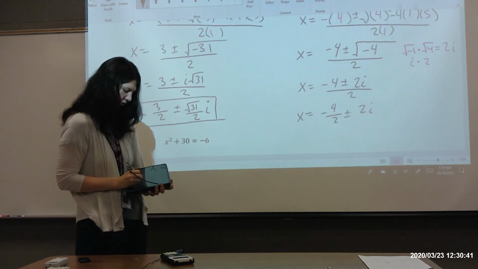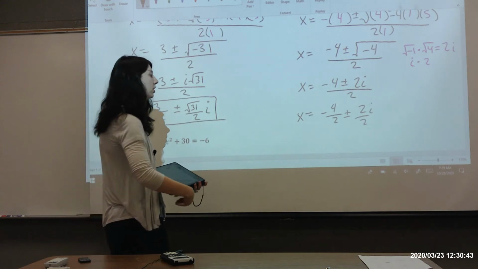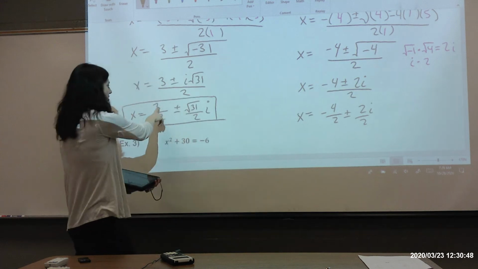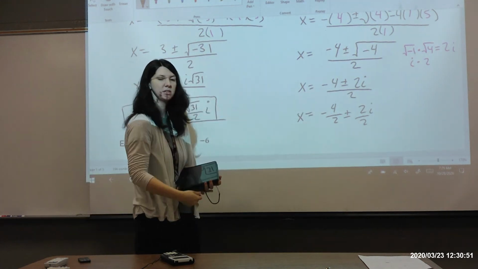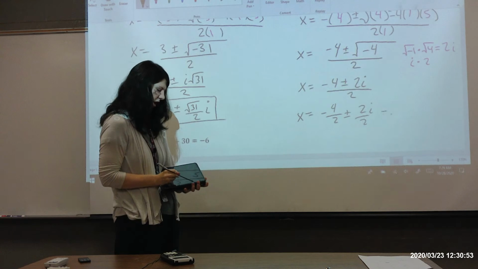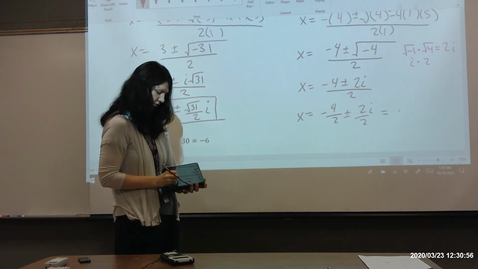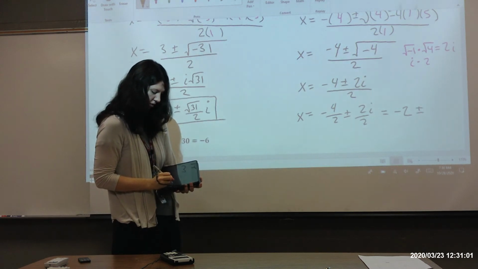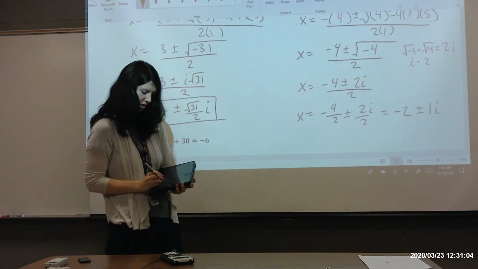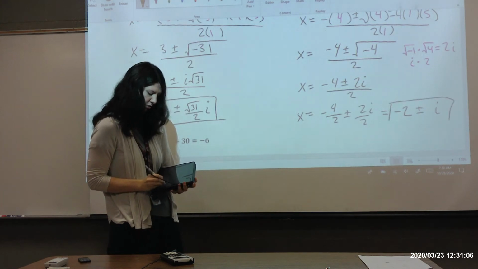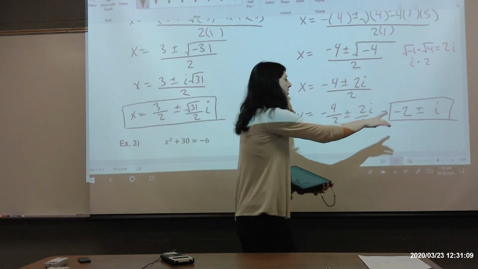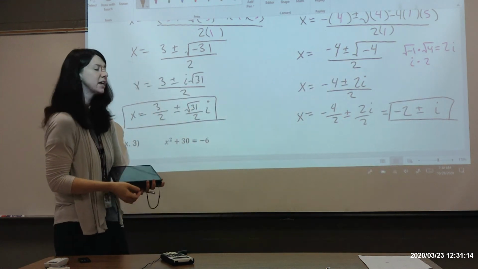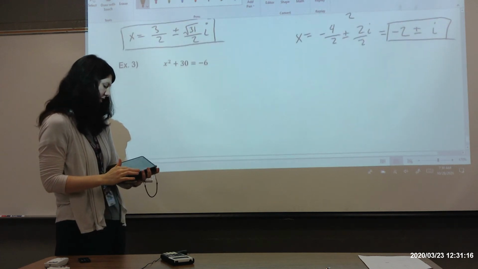So negative 4 over 2 plus or minus 2i over 2. Okay? Notice here we can actually simplify these fractions. Over here our fractions couldn't simplify, but here they can. Always simplify if you're able to. So negative 4 over 2 is negative 2. 2 over 2 is 1. And we do not have to write the 1. So we've got negative 2 plus or minus i. So this is an a plus bi form. And we are finished.